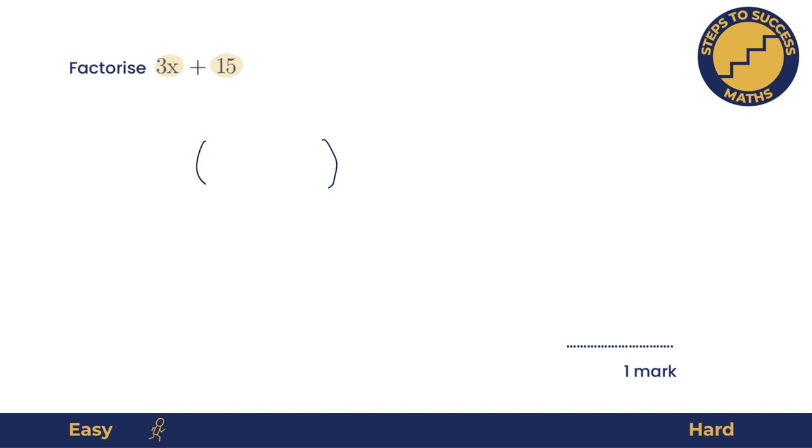So in this we can see that 3 goes into both things. So we're going to start with a 3 outside the bracket. Then we need 3x, so that's 3 times x, so x goes here. And we need 15, which is 3 times 5, so plus 5 in here. And now we've factorised it.